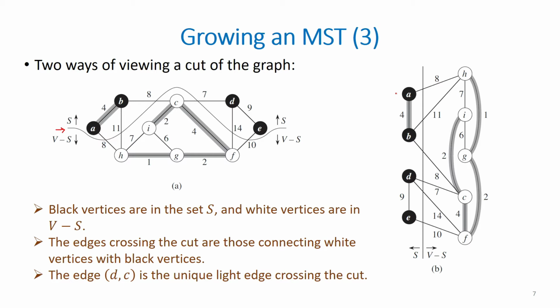Now, if you want to find a linear cut, all you have to do is put the black nodes on one side and the white nodes on the other side and draw a straight line. This again gives us a different view of the cut as shown in figure B.